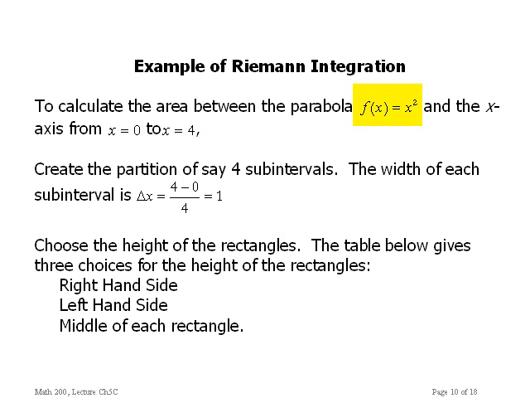Let's look at the parabola. F of x equals x squared, and we want to set a equal to 0 and b equal to 4, as in those graphs that I showed you a minute ago. We're going to create that partition of 4 subintervals, so the width of each subinterval is 1. We'll choose the height, right hand, left hand, and middle, and compare what we get.